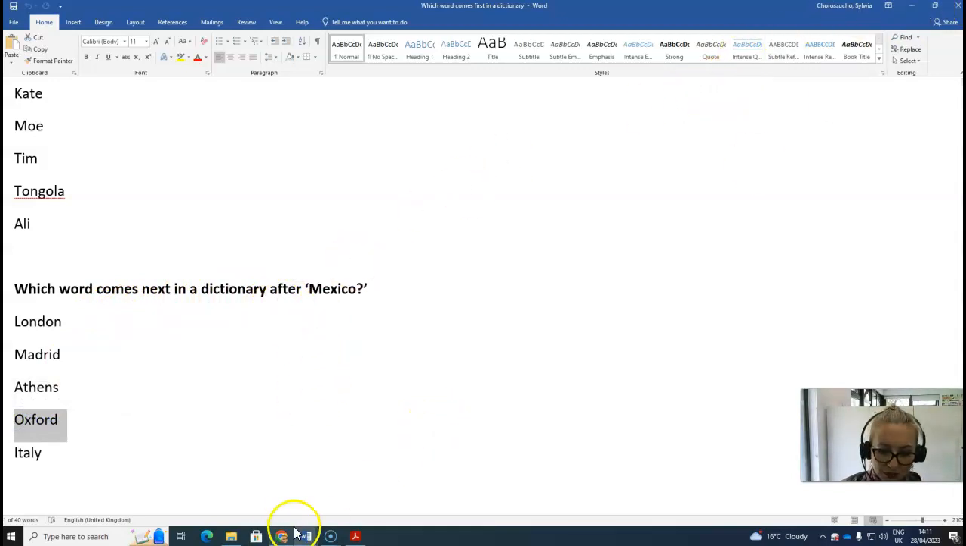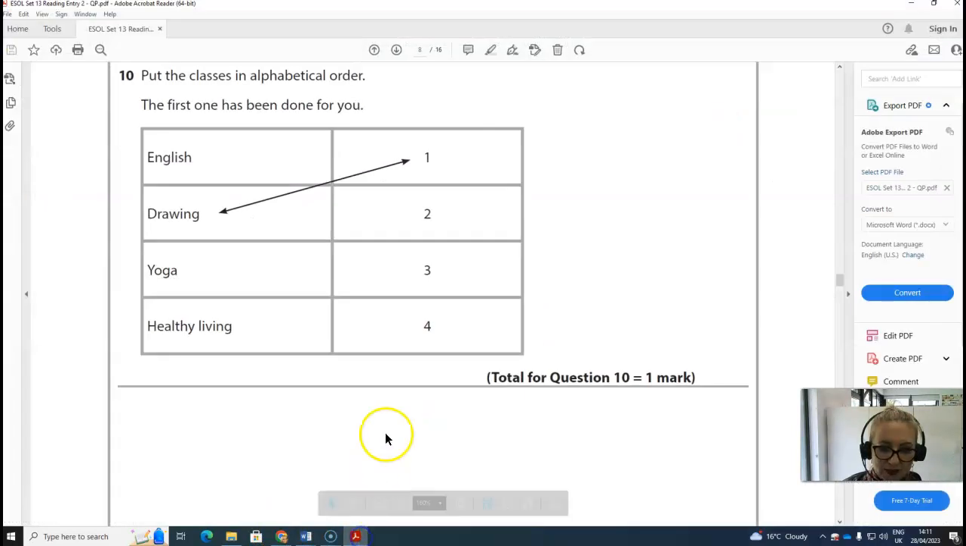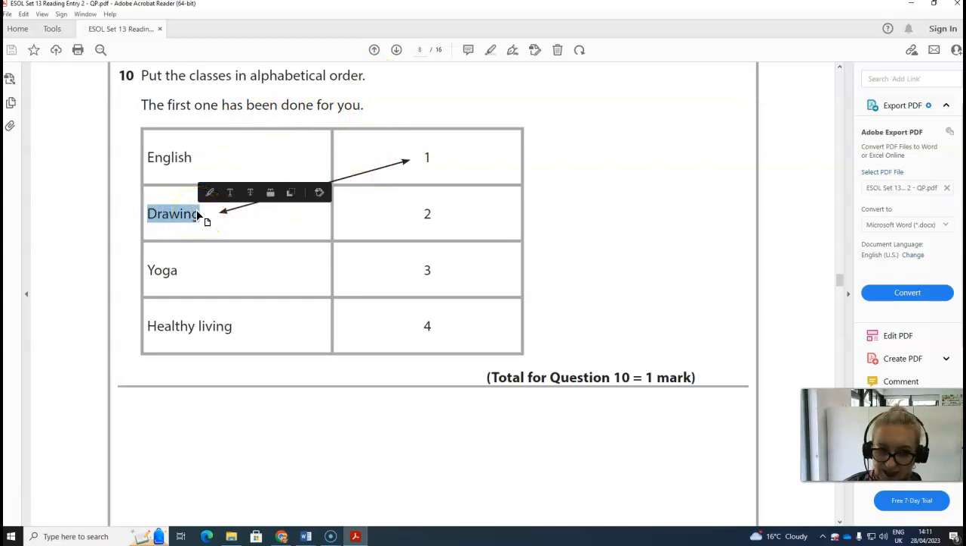All right, so what I also want you to do is to have a look at some exam questions. This is an Entry 2 exam question. Put the classes in alphabetical order. The first one has been done for you. So the first one is drawing. After drawing, which word will come next in a dictionary? So after D, what's the next letter in the alphabet? E, right? So English will be next. After E, we've got yoga or healthy eating. Healthy eating comes first, so healthy living, and then yoga.